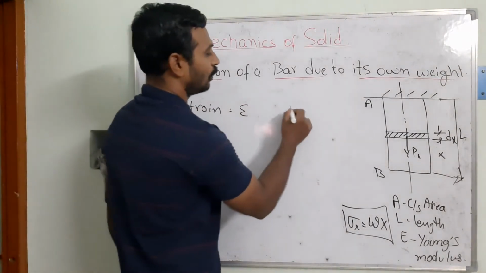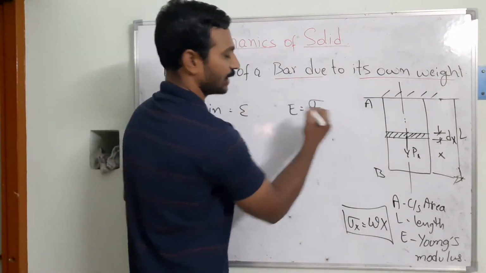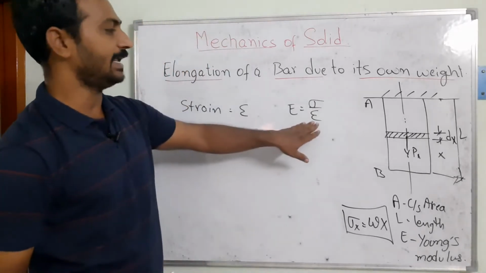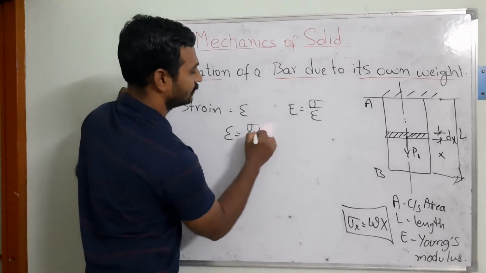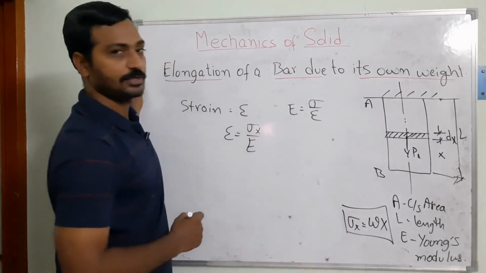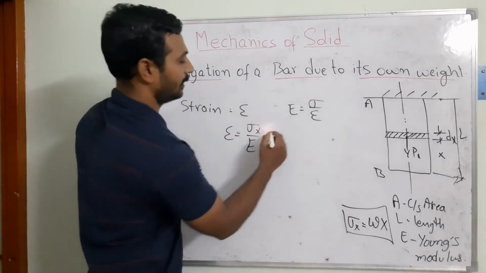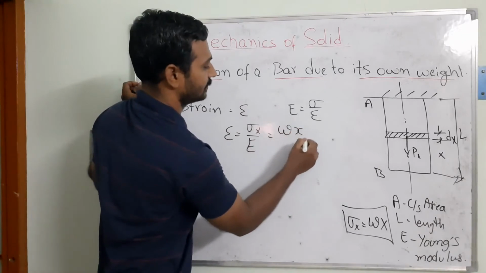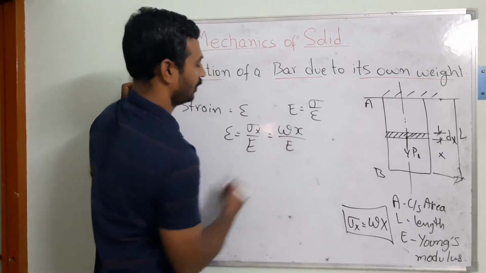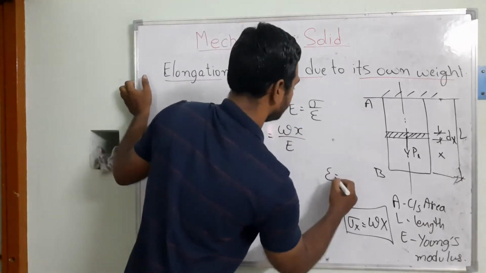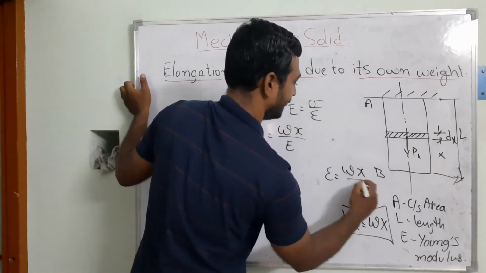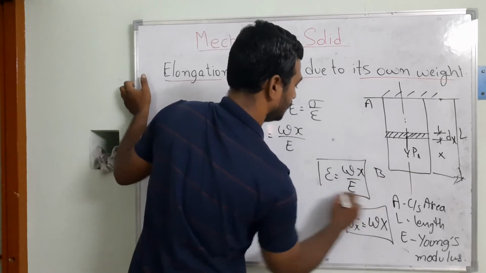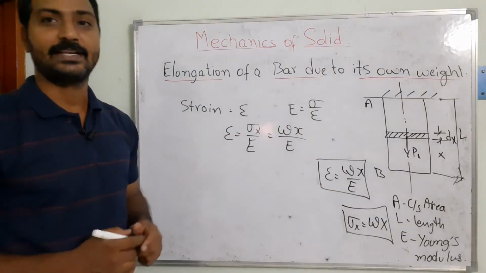So then how could you write it? We know Young's modulus is equal to stress by strain. Now I am taking the strain, so the strain is equal to sigma x by E. I am writing sigma x by E. That is, the strain is equal to specific weight into the distance, that is the length x. So this is the strain acting.